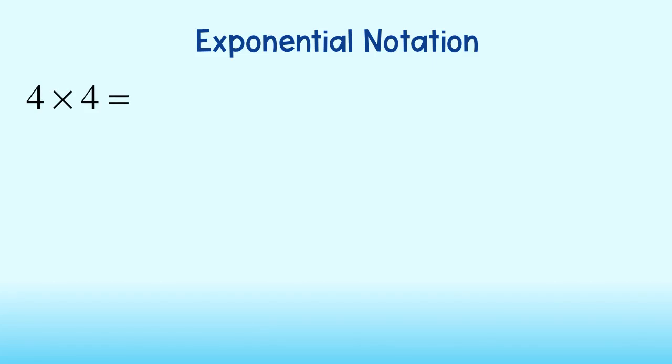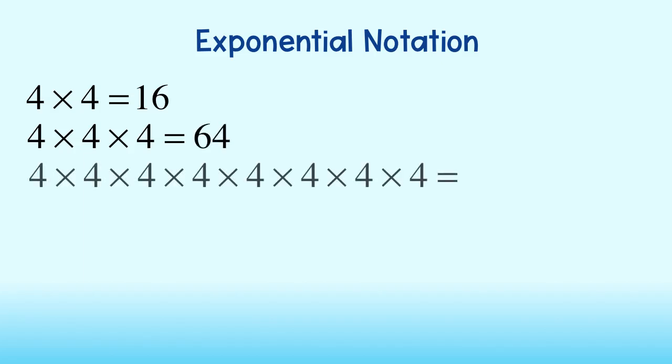Before we begin to find the population of ants after 1 year, we will first take a look at some basic multiplication problems. For example, what is the product of 4 times 4? The product is 16. How about 4 times 4 times 4? 64. Good. Okay, what about 4 times 4 times 4 times 4 times 4 times 4 times 4 times 4? Before you answer that, did you know that we can shorten this math problem?